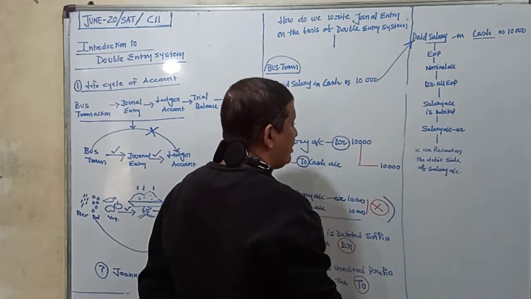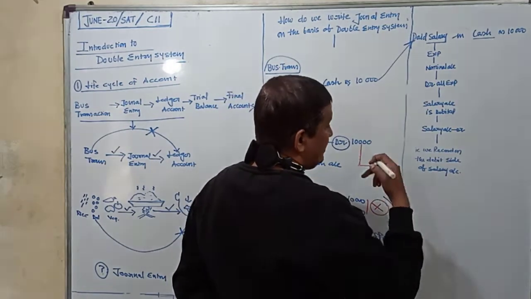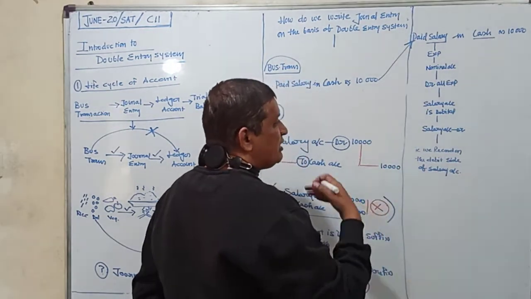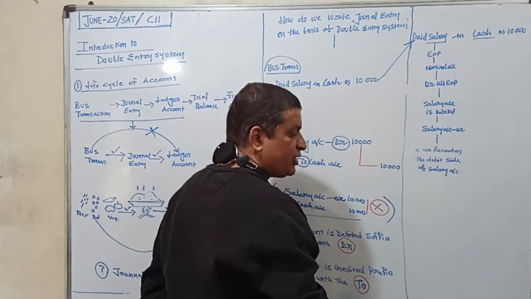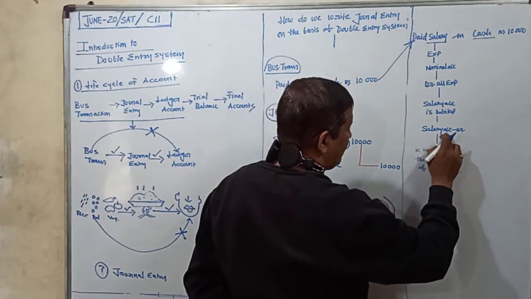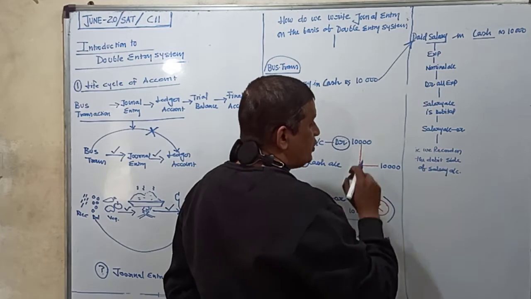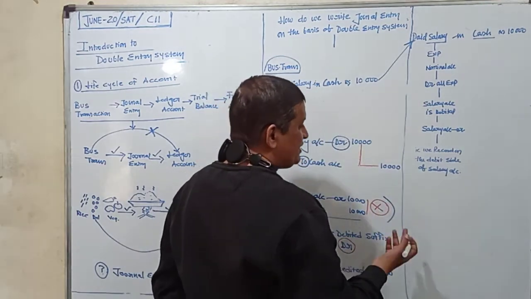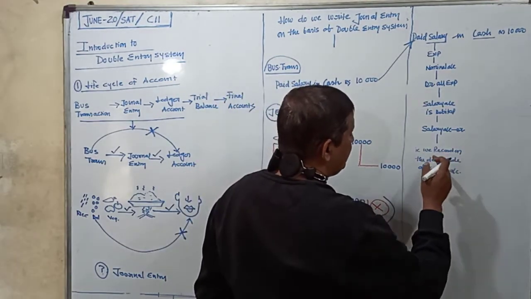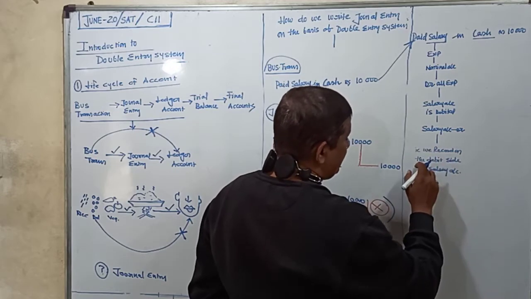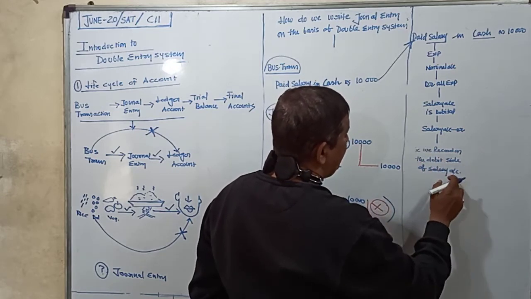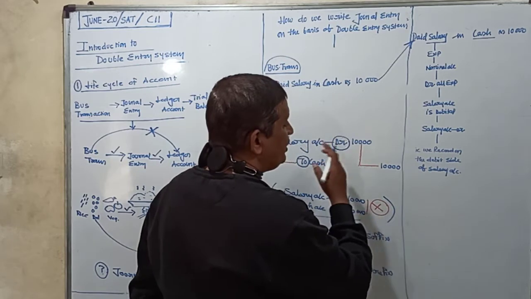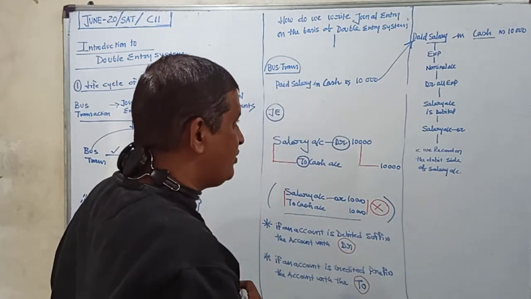So if the salary account is debited, how do you write it? I said if an account is debited, you suffix the account with the abbreviation debit. So we wrote salary account debit. What does it mean? It means that we have to record this transaction on the debit side of the salary account, that is, on the left hand side of the salary account.